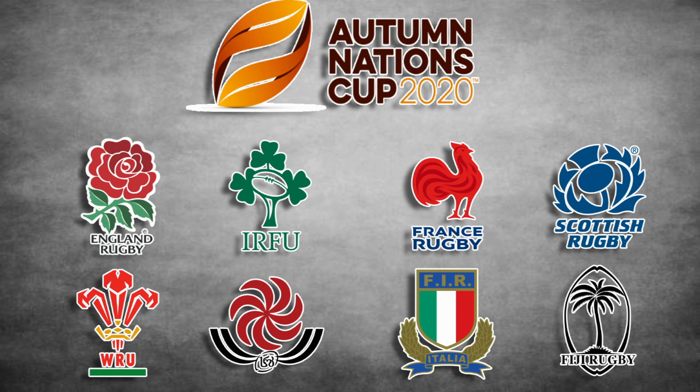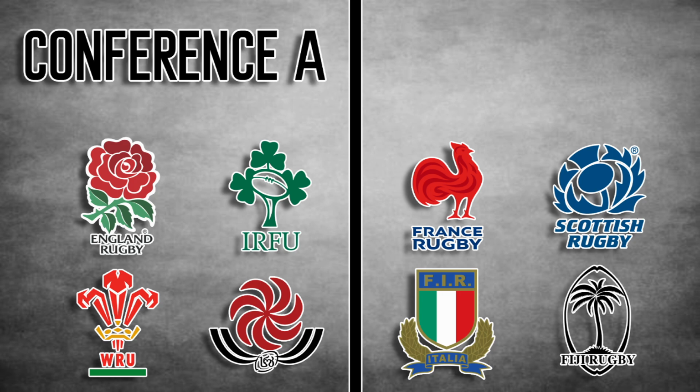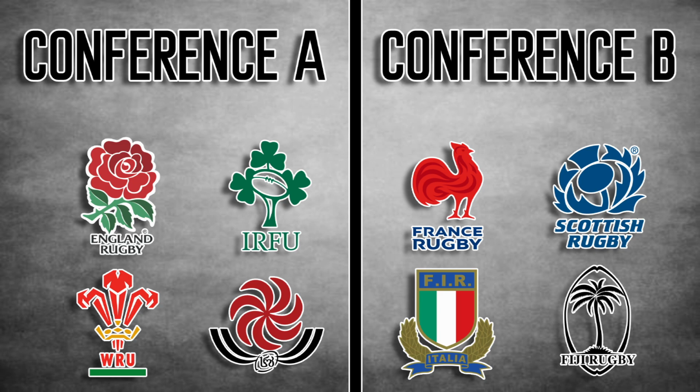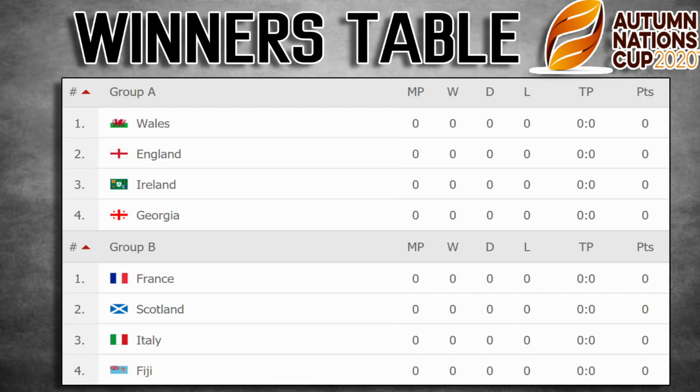So these 8 teams are going to be broken down into 2 lots of 4. England, Ireland, Wales and Georgia are going to be in Conference A. And France, Scotland, Italy and Fiji are going to be in Conference B. So the way these conferences are going to work is each team in that conference is going to play the other 3 teams. So in total, every team will have played 3 games. And then they'll be ordered in their own table within their conference from 1st, 2nd, 3rd or 4th.